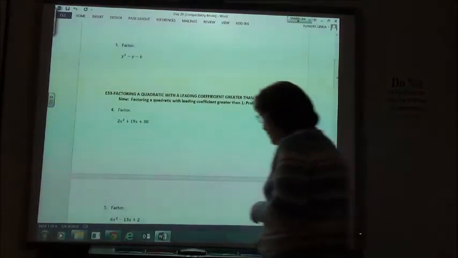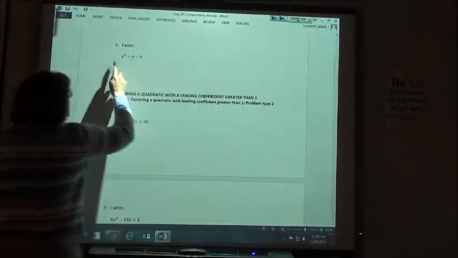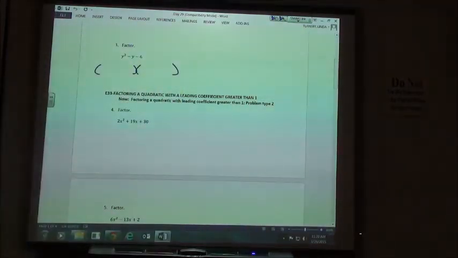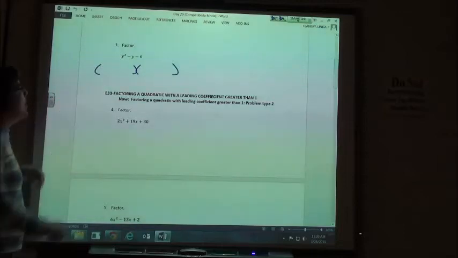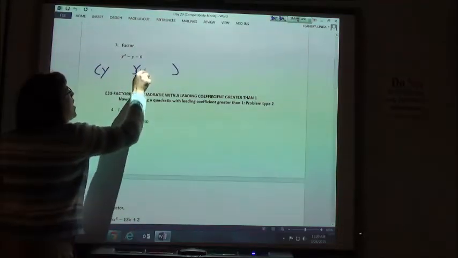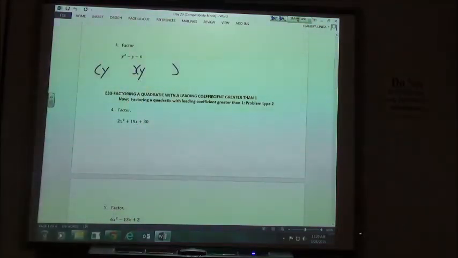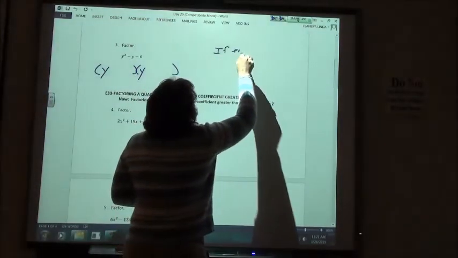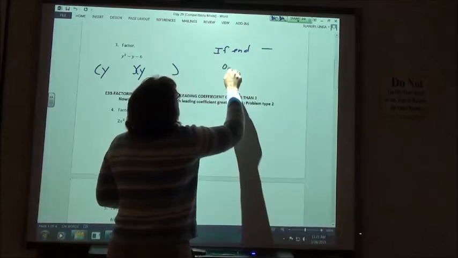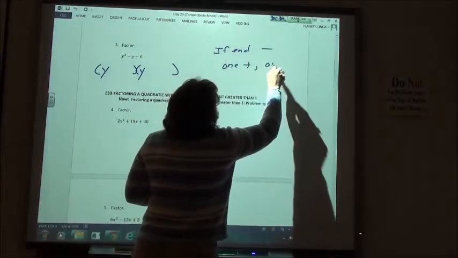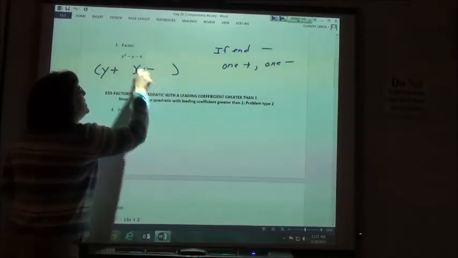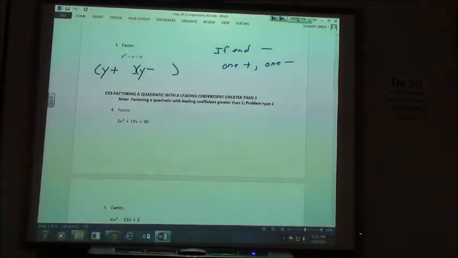Now the third one tells me to factor. Again, it's a trinomial, so I know that I have 2 sets of parentheses. Factors of y squared: y and y. This time my end is a negative. If the end is a minus, I'm going to have 1 plus and 1 minus. A positive times a negative is a negative.